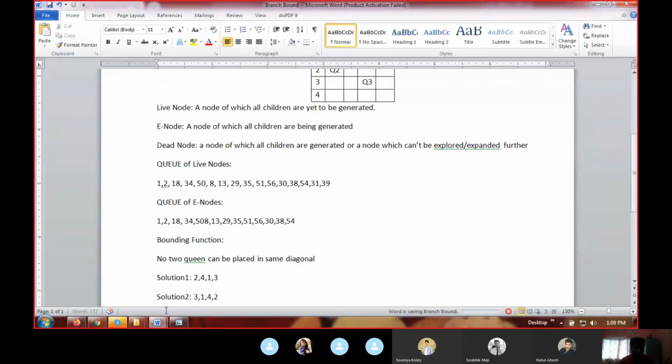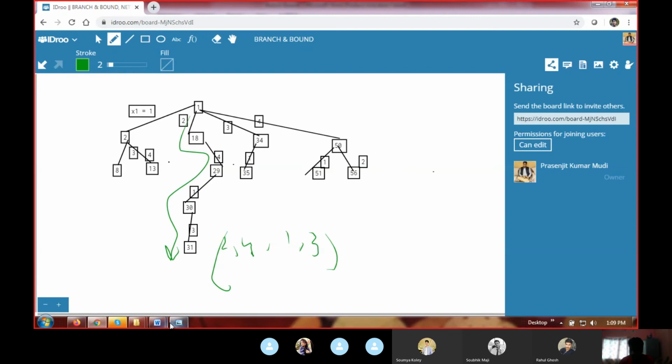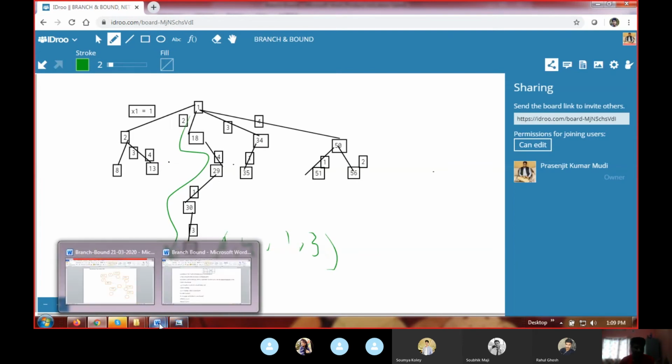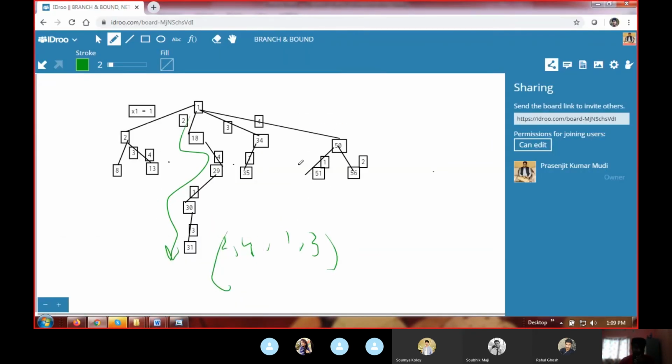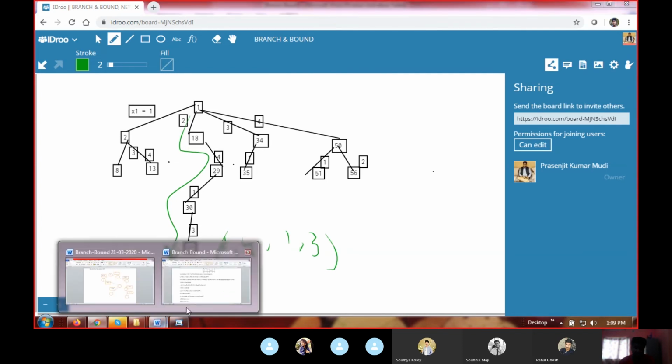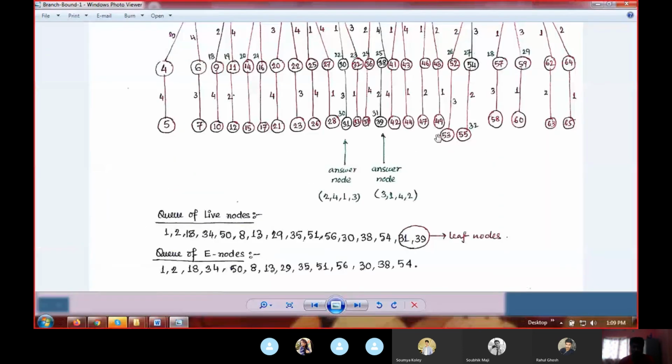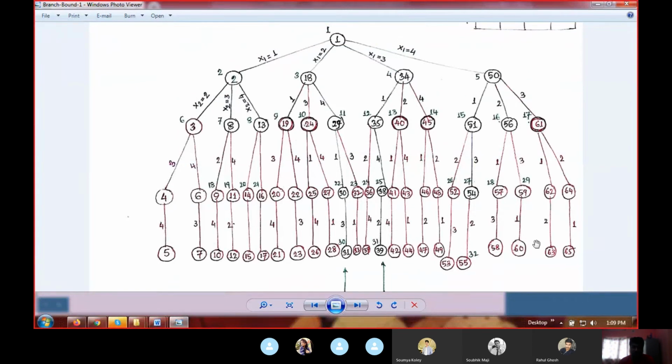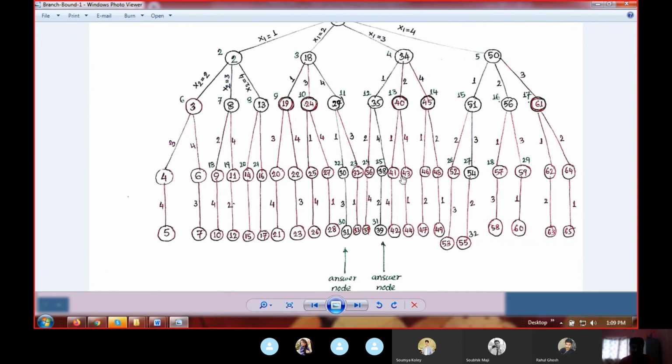And I just want to share with you that a semester question was asked, and also I have given you one question in the quiz, which was to be submitted by today 6 p.m. The semester question was find the two solutions of 4 queens problem. So I think this will be the best answer to write. So construct the tree using FIFO branch and bound technique, and then find two solutions.